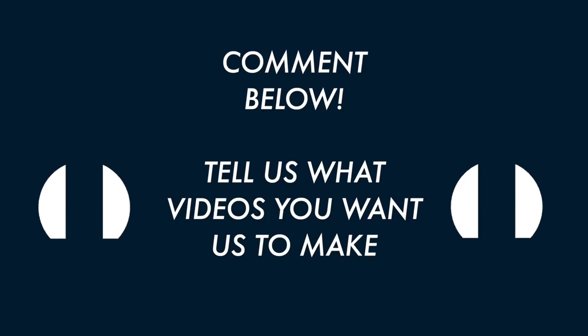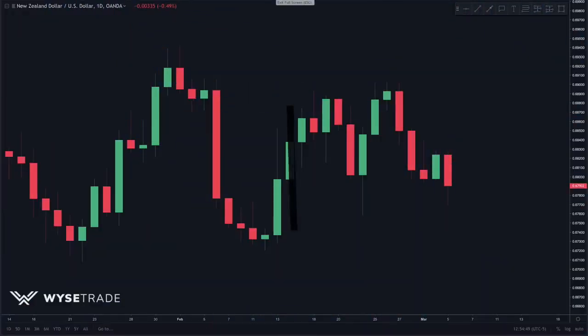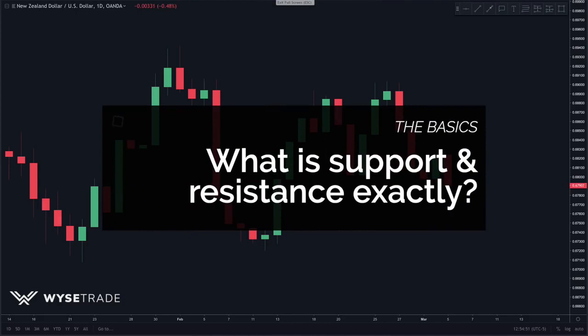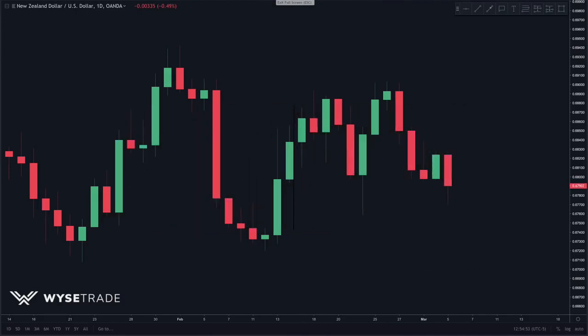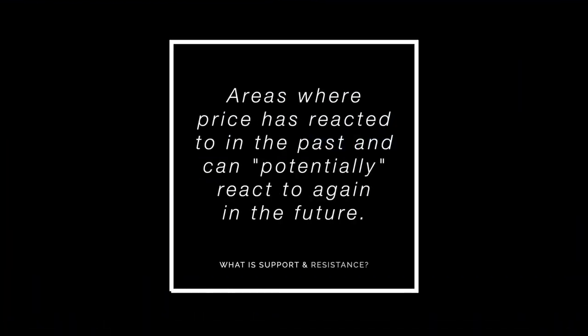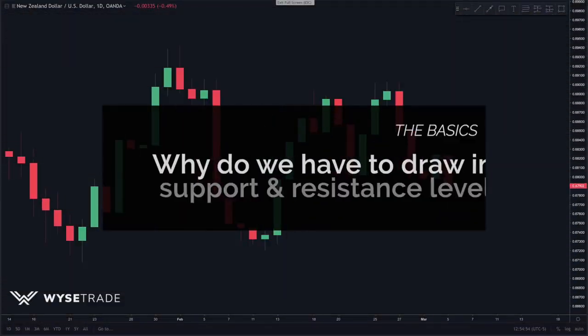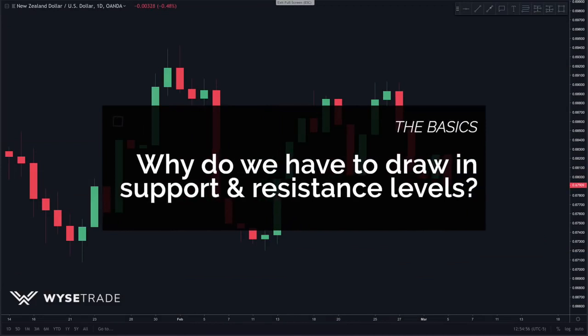So first, with the basics, what is support and resistance exactly? Support and resistance is areas where price has reacted to in the past and can potentially, keyword potentially, react to again in the future. Now, why do we have to draw in support and resistance levels?